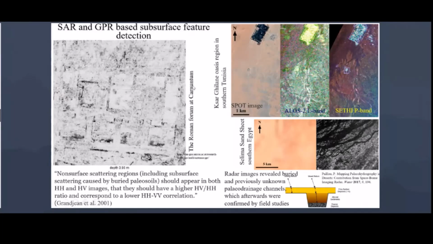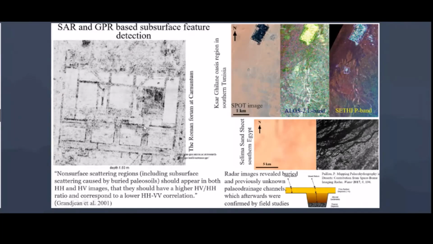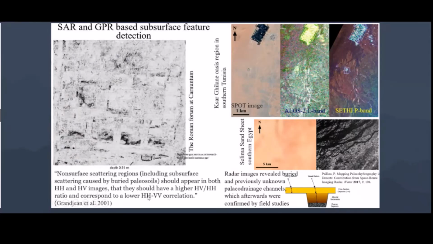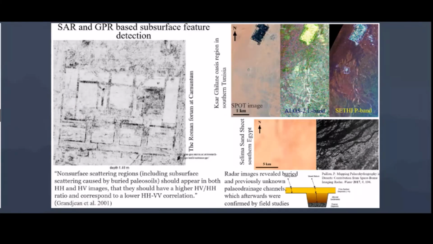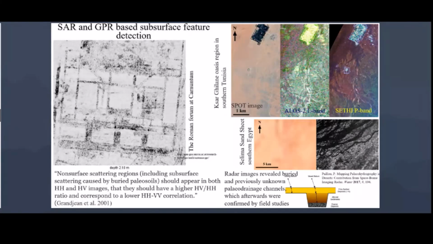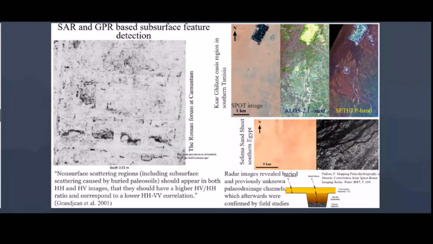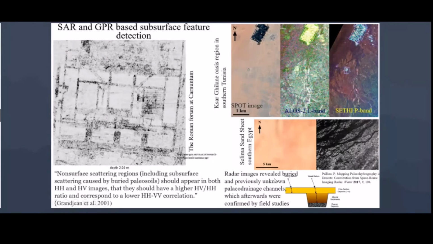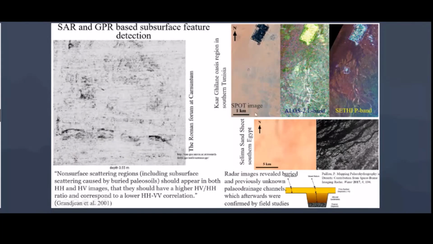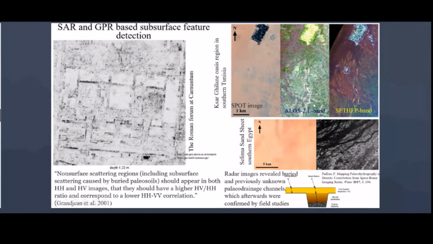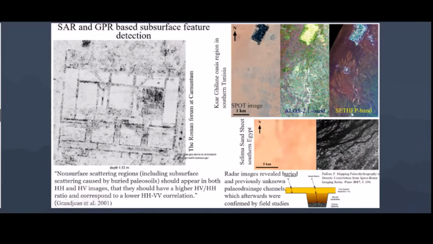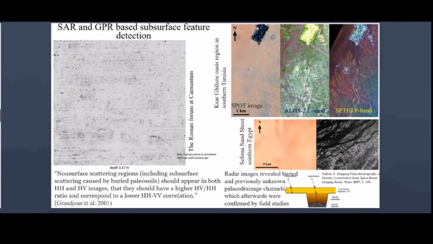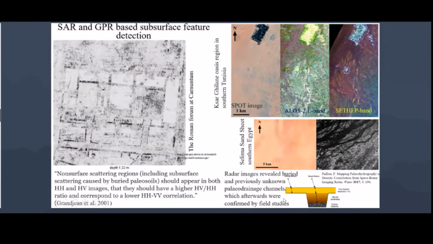So here you see, this is a SAR and GPR based detection over time. HH and HV polarized images have been used. Okay. So subsurface scattering, this is from the Roman forum at Carantuno. Now here again, SPOT images have revealed, the radar images have revealed. This is the optical image, and ALOS L-band and SETI P-band images. So these images reveal buried and previously unknown paleo drainage channels, which were afterward also confirmed by field studies.